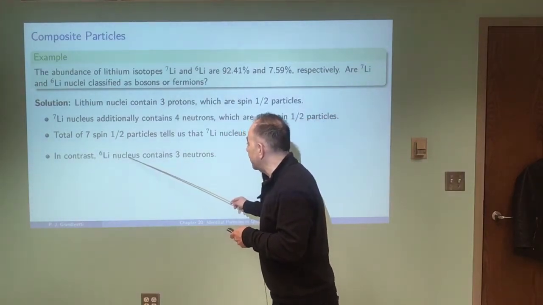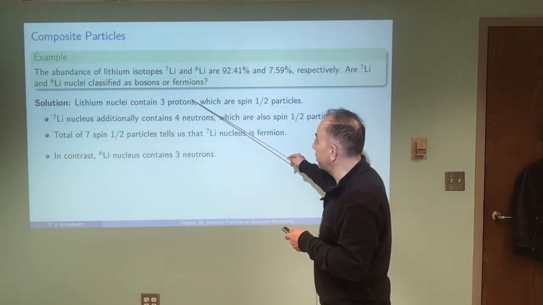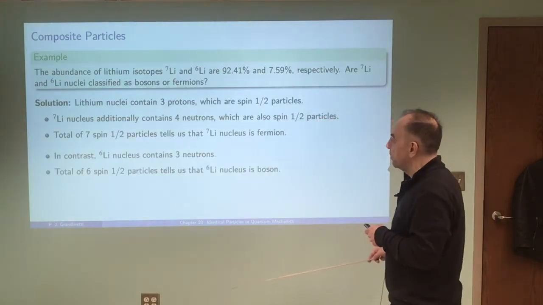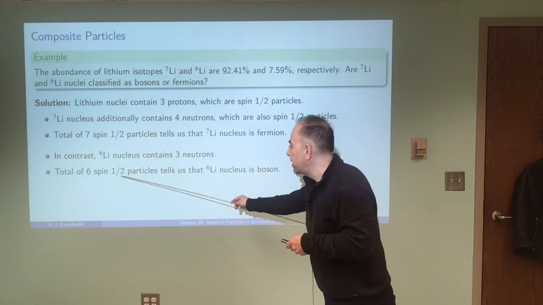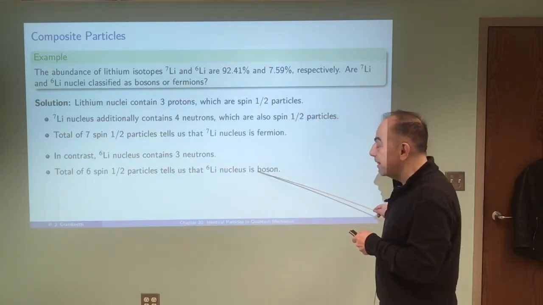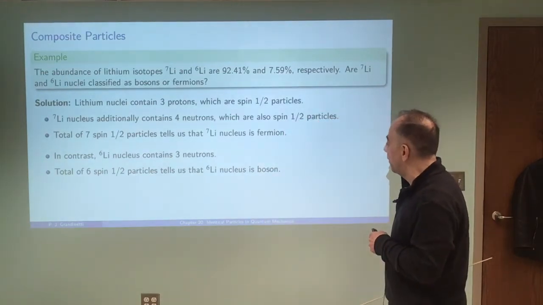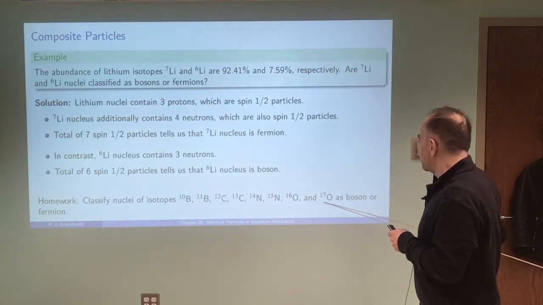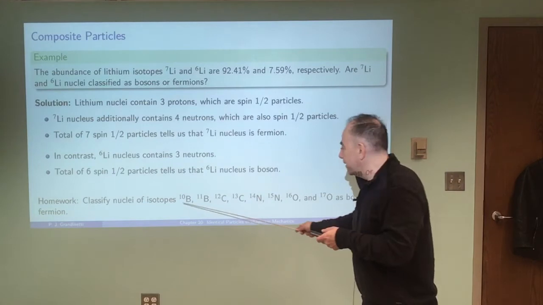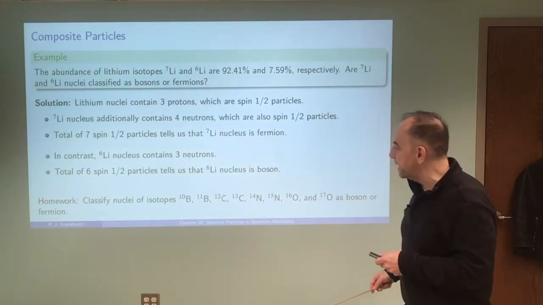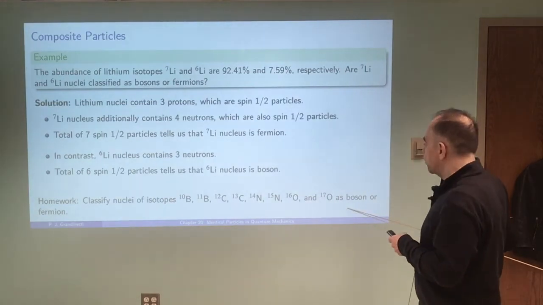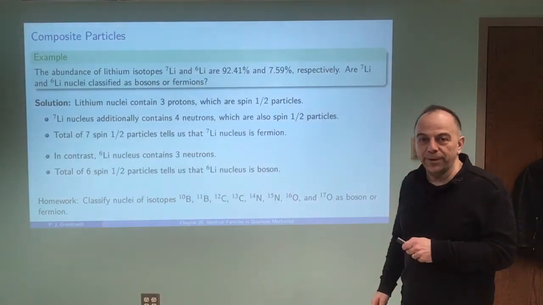The lithium-6 nucleus has 3 protons, but now it has 3 neutrons. So that's a total of 6 spin half particles. So lithium-6 nucleus is classified as a boson. I'll leave this for you to work out. These are the various isotopes you can calculate, or look up the number of neutrons and protons in the nucleus, and then work out whether those nuclei are bosons or fermions.